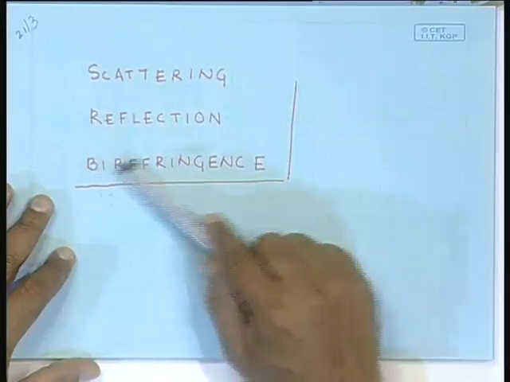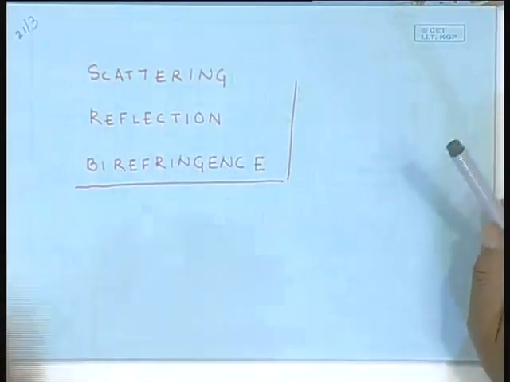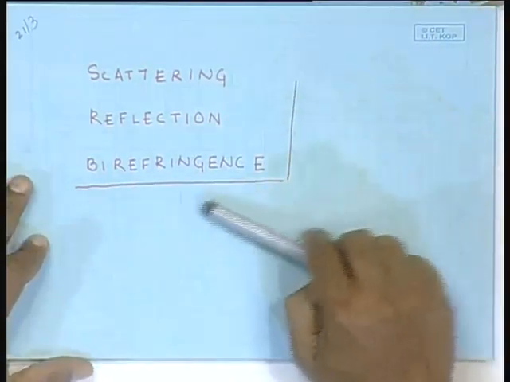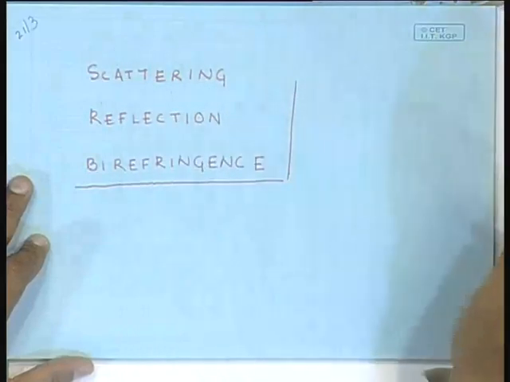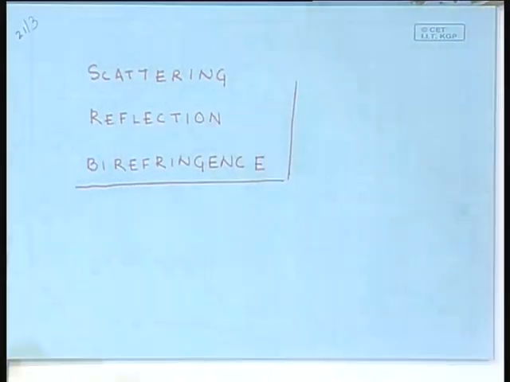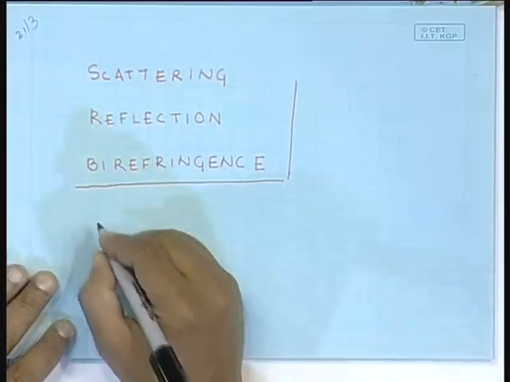I also told you that there are essentially 3 different methods to generate polarized light and to manipulate polarized light, and these methods were scattering, reflection and birefringence. Actually, there are 4 methods. I had forgotten to mention the 4th one, which is very important. So, let me include the 4th method. The 4th method is absorption.